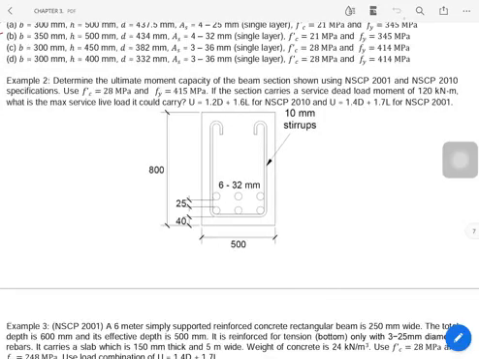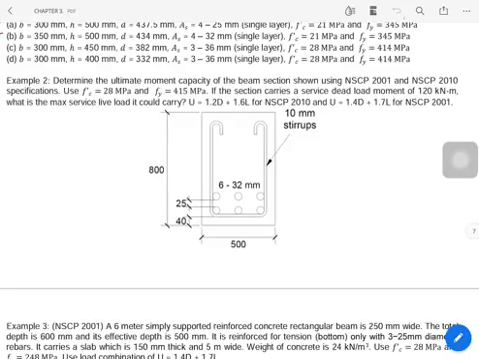Okay, so let's proceed to our second example, guys, which is to determine the ultimate moment capacity of the beam section shown using NSCP 2001 and NSCP 2010 specification. So use 28 MPa for f'c and Fy of 415 MPa. If the section carries a service dead load moment of 120 kilonewton meter, what would be the maximum service live load it could carry?